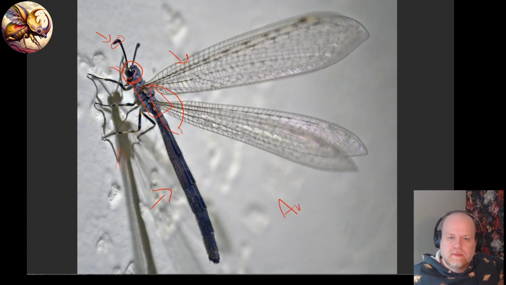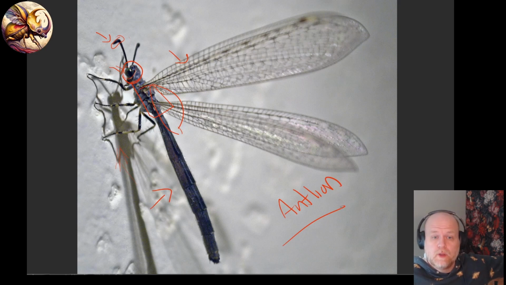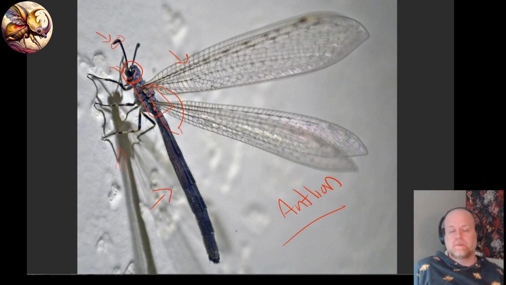This is an antlion, and some of you might be familiar with the larval stage of this. The larval stage is what feeds so voraciously on ants, and they dig a little sand pit, knock ants into it. This is what the adult looks like.